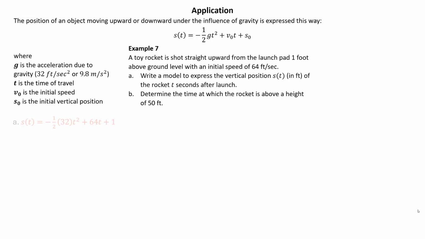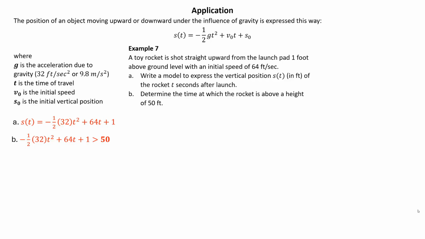So first thing you're going to do is write the equation. S of t is equal to negative 1/2. We're going to use 32 feet per second squared because we're dealing with feet here, 64 feet per second. So we need to use that one and not the one that is meters per second squared. Then we have t squared plus 64t. 64 is the initial speed, v sub 0, and then 1 foot is where we're going to start above the ground, 1 foot, s sub 0, the initial position. So that's our model, that's our equation.